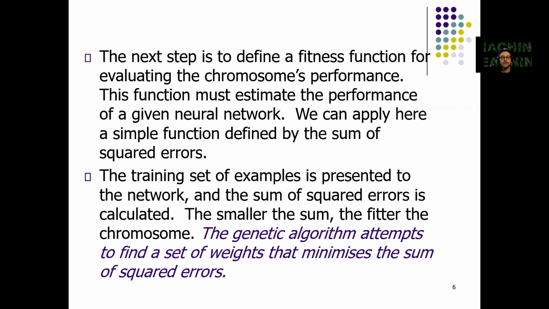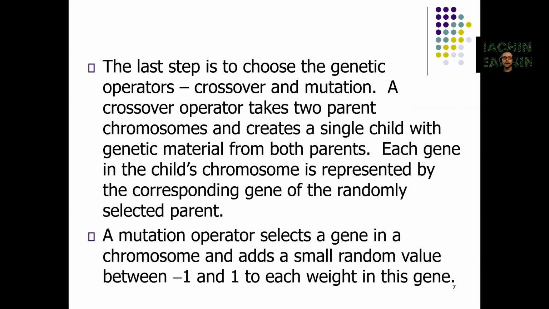The training sets are presented to the network. The network can be evaluated, and then the information is used to do selection and continue with the process, like the use of genetic operators, crossover and mutation. So the crossover will operate in the normal way. You can specify crossover points, and then you use parents to produce offspring.